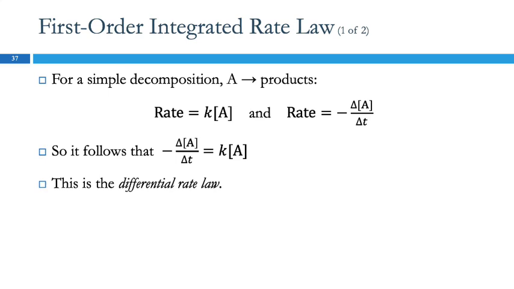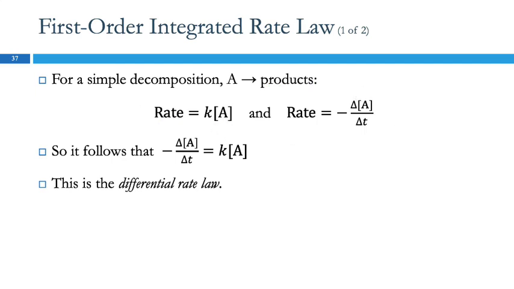So if we look at a simple decomposition, where A is decomposing into some products, we learned for first order we can write the rate law like this: rate equals the rate constant times the concentration to the first power. We also learned on the first day that we can define the rate of a reaction in terms of the change in concentration over the change in time for any given reactant or product. Because this is the reactant, it has a negative in front of it. And if we were writing 1 over the coefficient, it would be 1 over 1, so we didn't bother writing that. So that's last week.